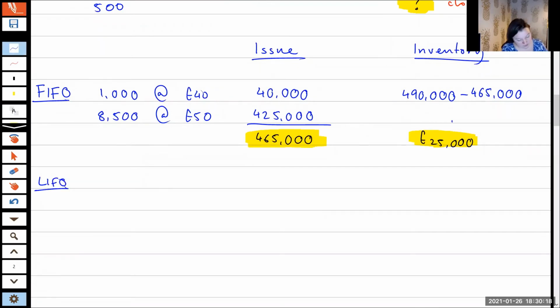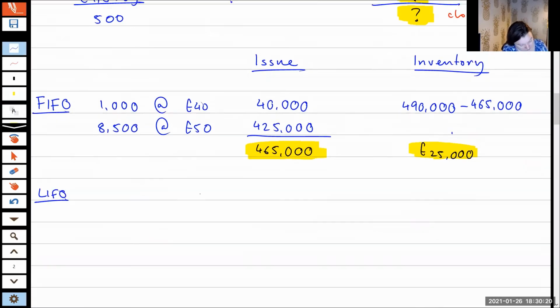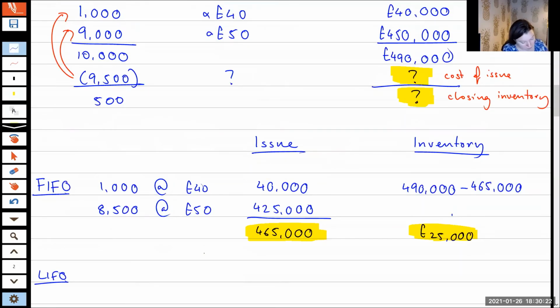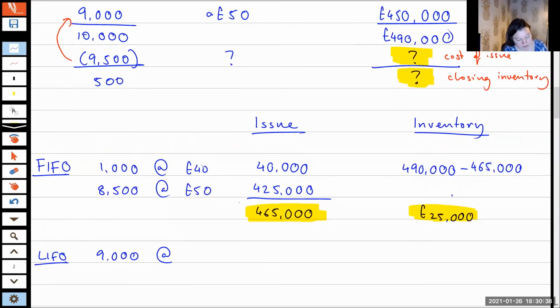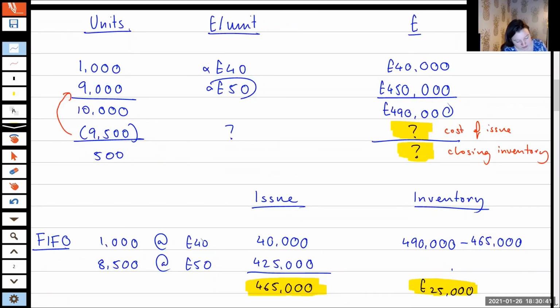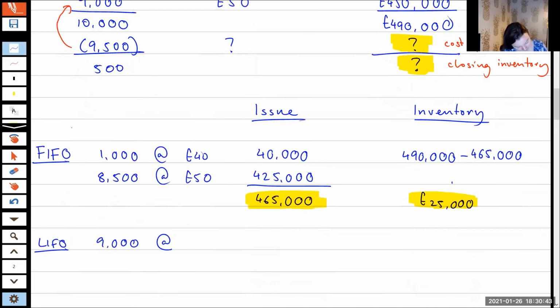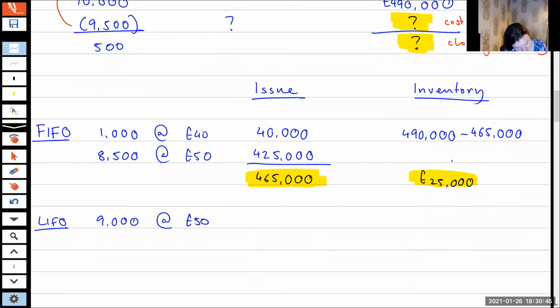Let's do the same thing for LIFO then. So with LIFO, overall, we're again looking at 9,500 units as before. We go to the last receipt in, so we start with the 9,000. Of that 9,500, 9,000 come from the last thing we bought in, 9,000 units at £50. So 450,000 is that initial cost of issue.